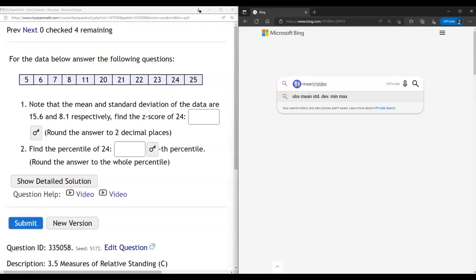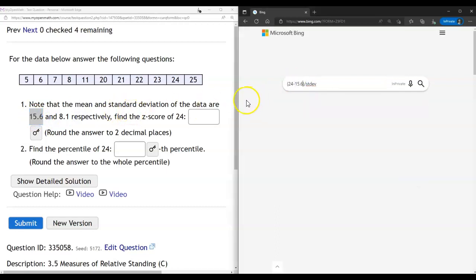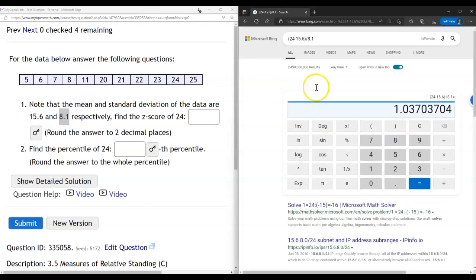Now, in order for us to use this formula, we have to have the observation, which is 24. We have to have the mean, and here it says the mean and standard deviation are respectively these two numbers. So this is my mean, this is my standard deviation. I'm going to put the mean in this formula, and replace the standard deviation with this number. All I have to do is press enter, or if you're using any other technology, find a way to do this formula in this exact order. First, we subtract the mean, then we divide by the standard deviation.